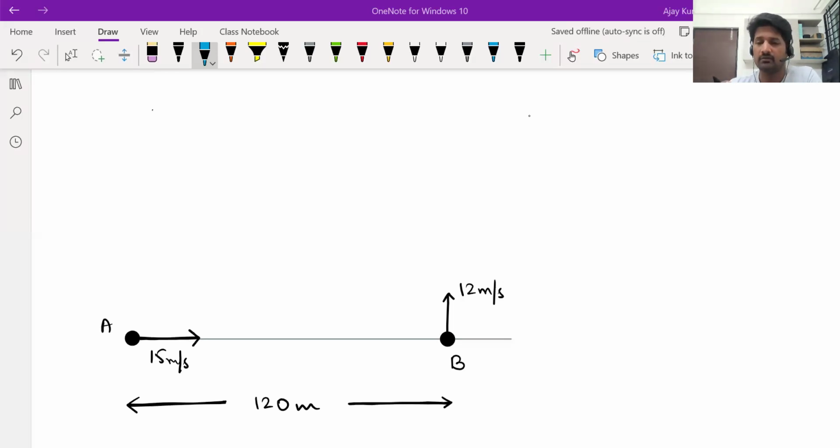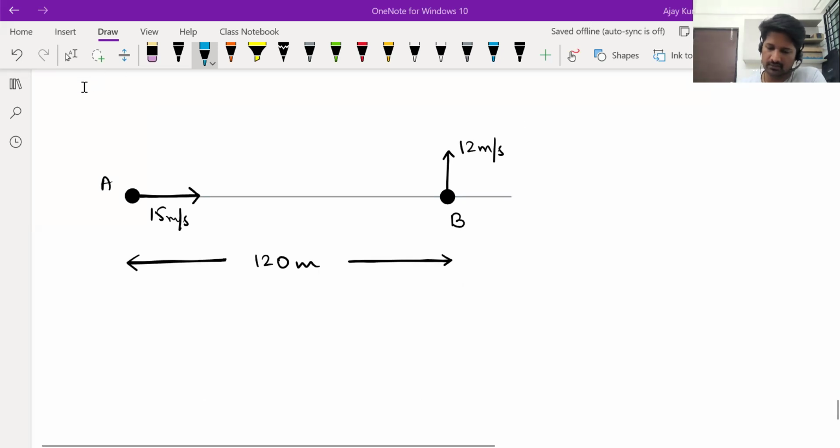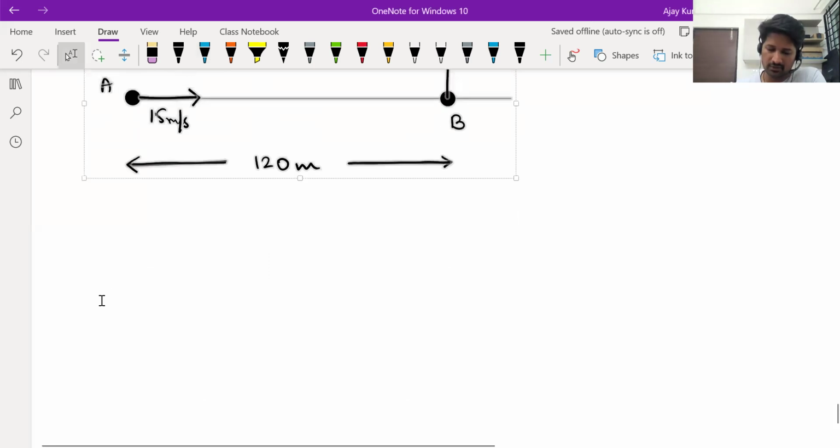If you know relative velocity, you can tell how the object will move. What did you say? You took A as reference. Okay. So if you take A as reference, then in that frame A will be at rest. How much is velocity of B relative to A?